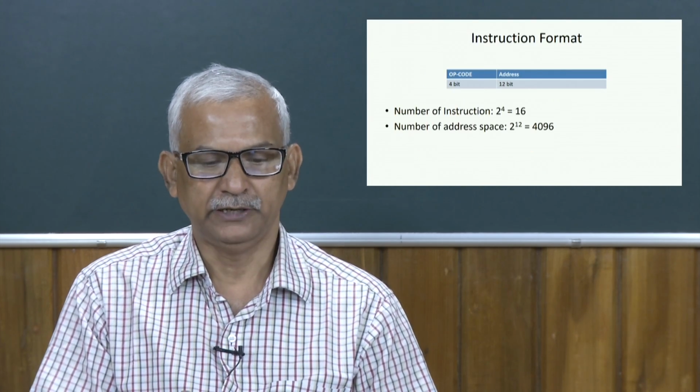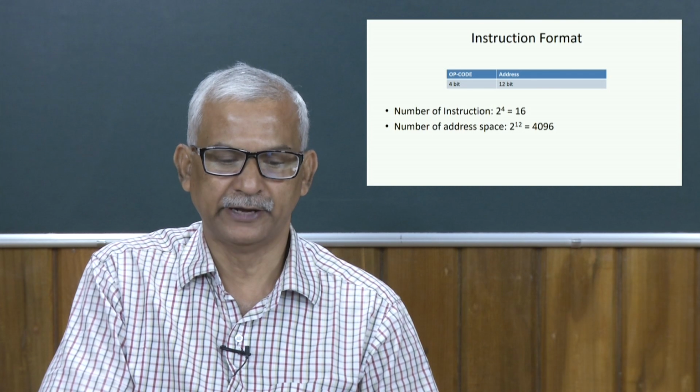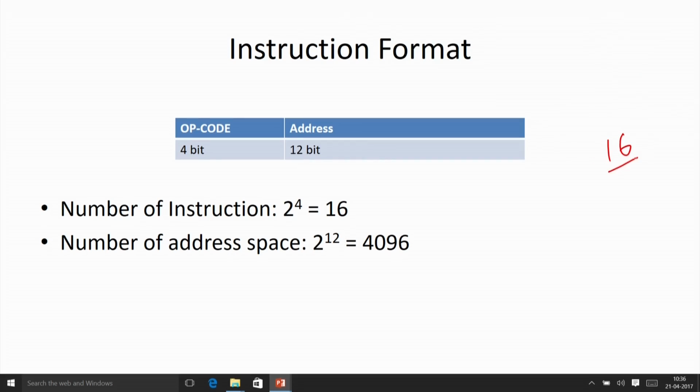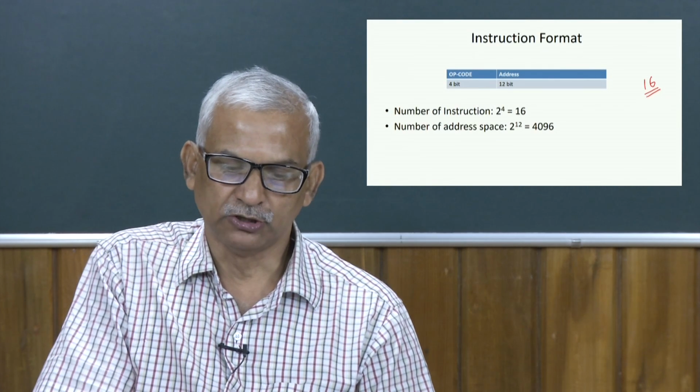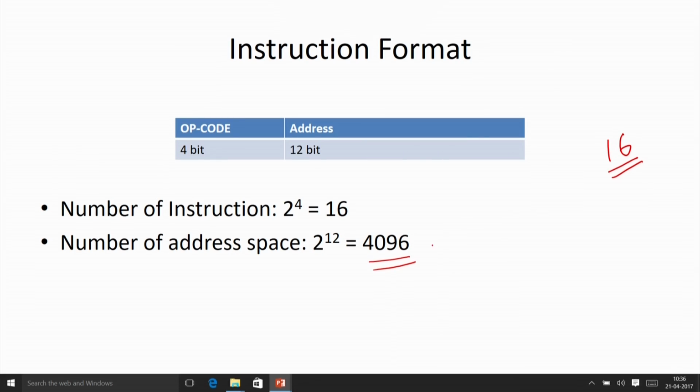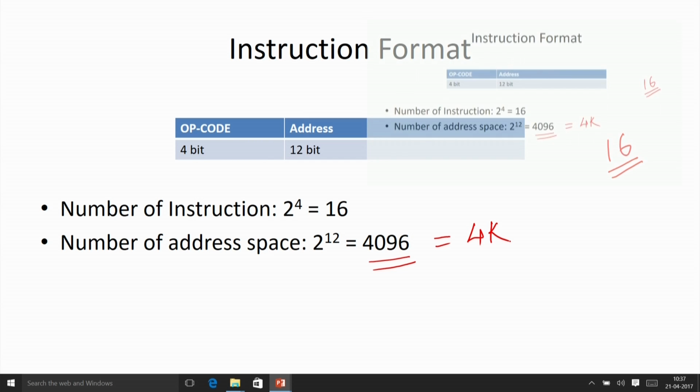Now, already I have said, if this is the instruction format, we have a total of 16 bits of information to represent one instruction. Out of that, 4 bits go for the opcode and 12 bits go for the address part. In that case, what is the total number of instructions that we can design? This is 2 to the power 4 equal to 16. That means we can design 16 different instructions. And what is the address space, that is, how many memory locations can we refer to in this processor? This is 2 to the power 12, which is 4096, which is nothing but 4K. So, 4K memory locations we can refer to.